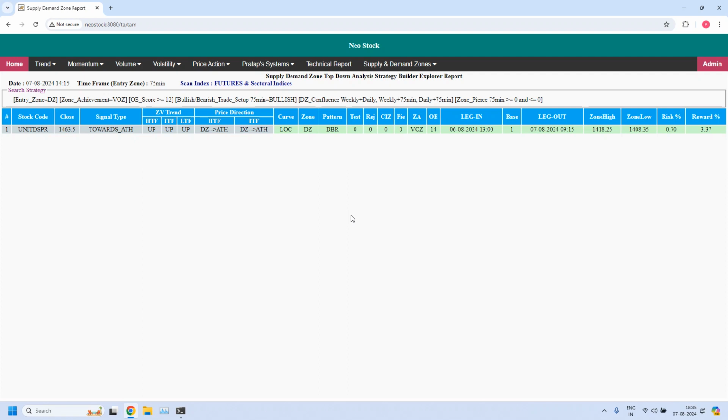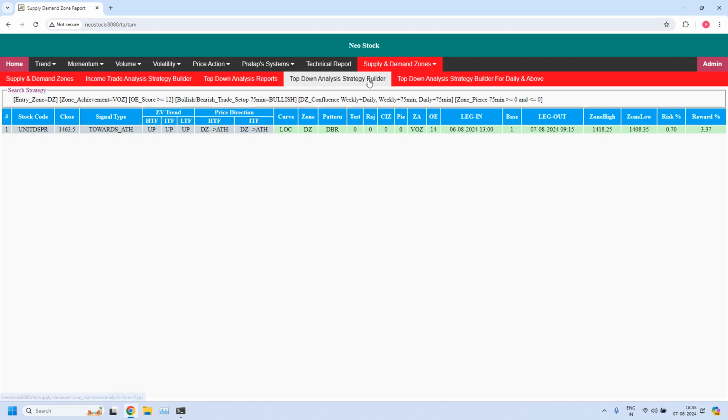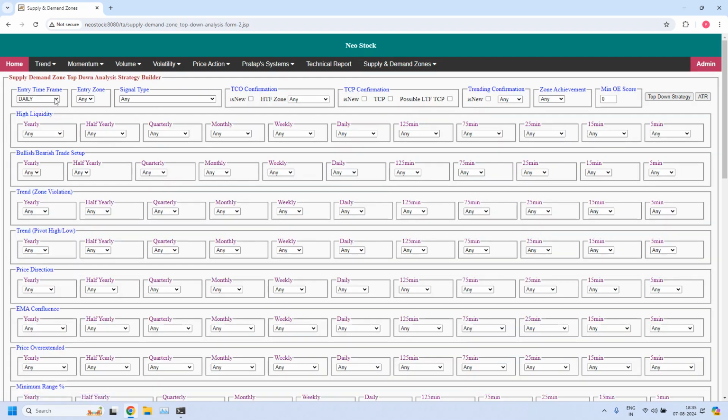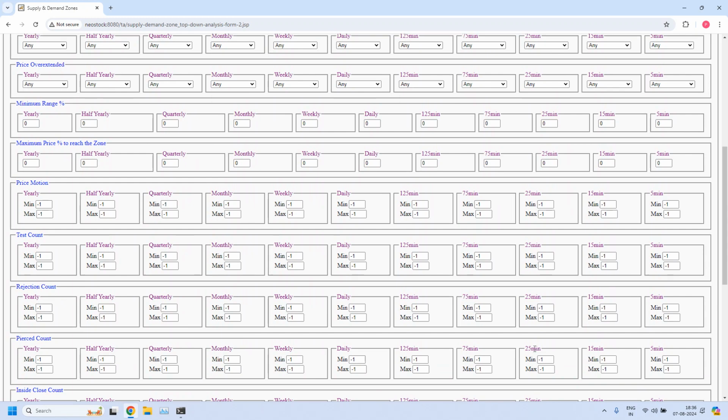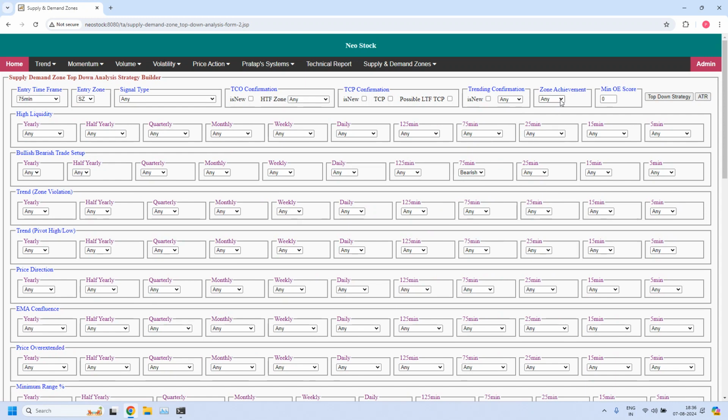So this is about the bullish trade setup for weekly income trade, and in the next report let us generate the bearish trade setup for weekly income trade. The weekly income trade entry time frame is 75 minutes. Entry zone should be supply zone for the bearish trade setup, and in the bullish or bearish trade setup parameter at the 75 minutes time frame I am selecting the value bearish, and pierced count I am setting to zero on the 75 minutes time frame. The zone achievement should be violated opposing zone, and minimum odd enhancer score should be 12. All three filters are applied to the 75 minutes supply zone.